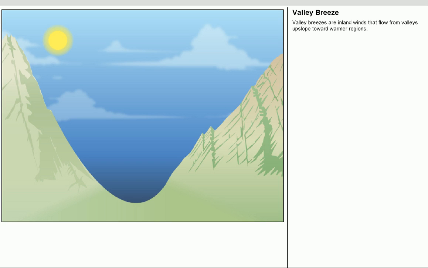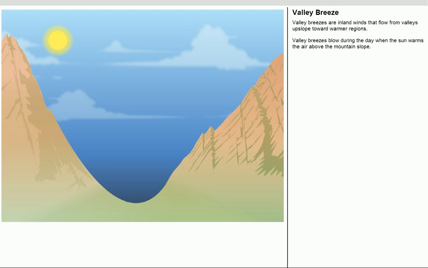Wind patterns also develop inland, well away from bodies of water. One type, the valley breeze, flows upslope from lower regions. Valley breezes can reach speeds of 20 knots, depending on the temperature difference between the top and bottom of the slope. The greatest winds usually develop a few hundred feet AGL.